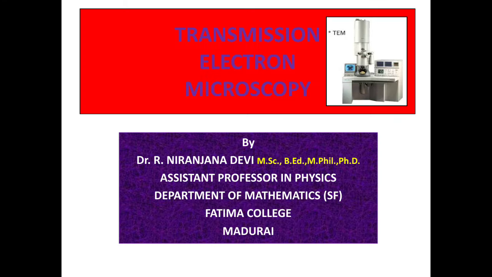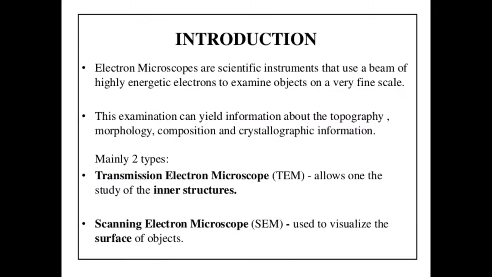Today we are going to see about transmission electron microscopy. What is an electron microscope? Usually, electron microscopes are scientific instruments that use a beam of highly energetic electrons to examine objects on a very fine scale. This examination can yield information about the topography, morphology, composition, and crystallographic information.